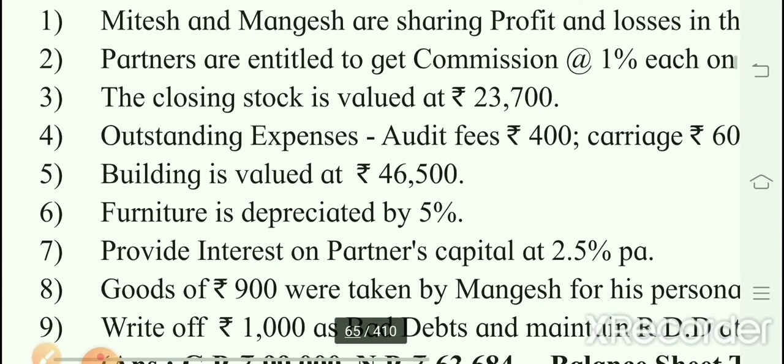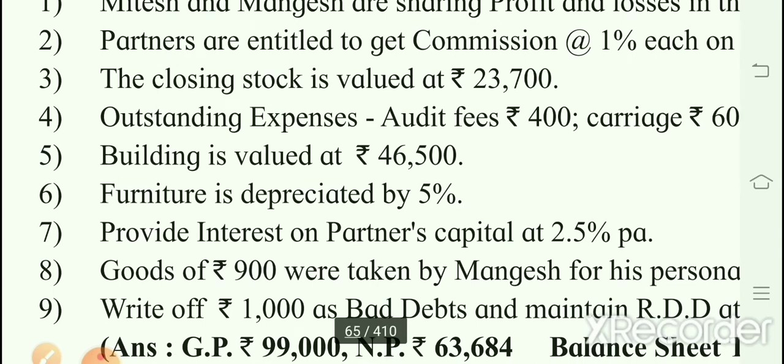Then our next adjustment, number 5, is building is valued at rupees 46,500. On the asset side we wrote building as rupees 48,500. Now the building is valued at rupees 46,500. It means there is depreciation of rupees 2,000. So deduct the depreciation from the amount of building. 48,500 minus 2,000. In the outer column 46,500, and the second effect on the debit side of the profit and loss account.